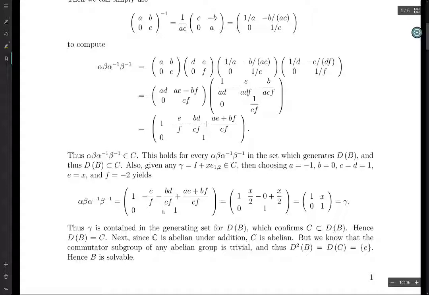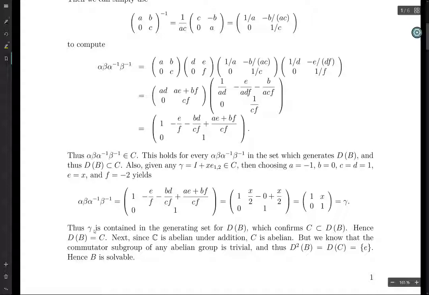We just computed that above. And then you plug in these things, you get x over 2 plus x over 2, so that's just x. And so this is our arbitrary element gamma. And so therefore gamma is contained in a generating set for the commutator of B, so any element of C is contained in a generating set for the commutator of B, and so C is contained in the commutator of B, and hence they're equal. Alright, so now what?